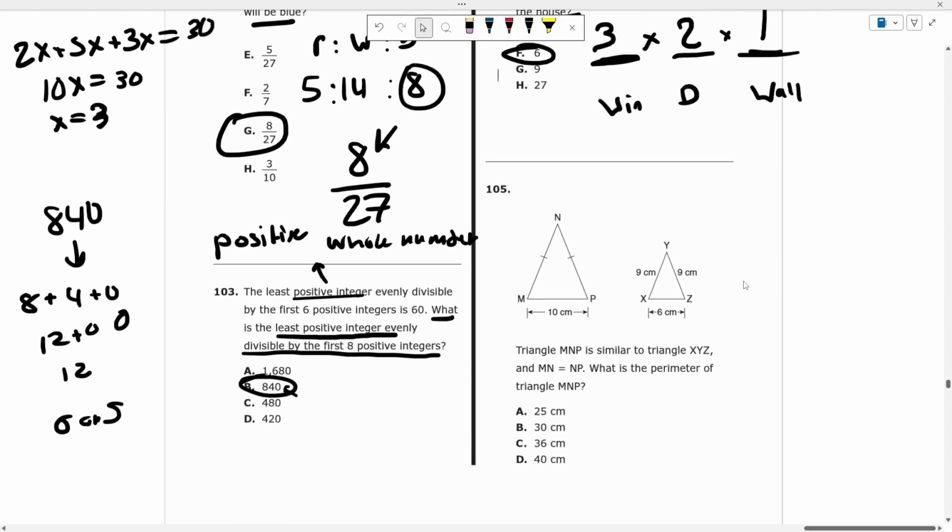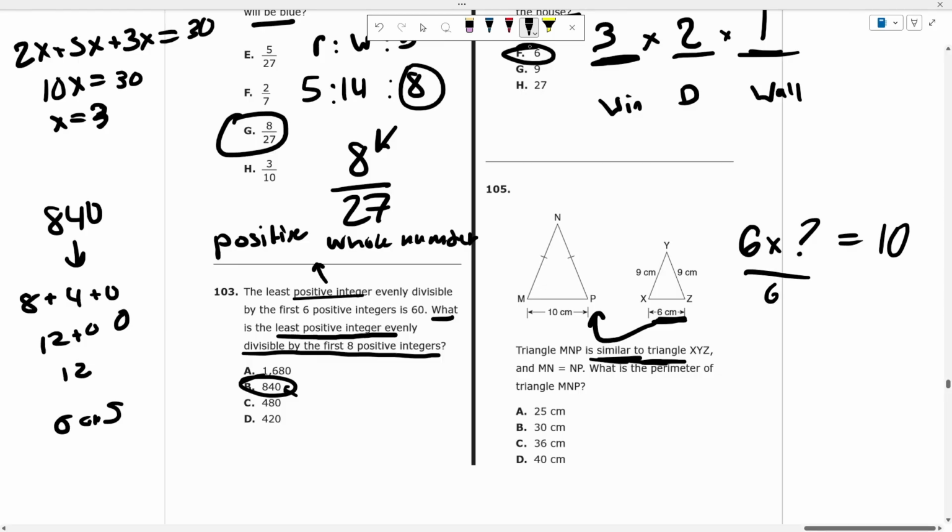For number 105, it says that triangle MNP is similar to triangle XYZ. MN is equal to NP. Now, a similar triangle is always going to have some conversion factor, meaning that there's some magical number that you can multiply this side to get to this side, or this side to get to this side. In this case, I want to know the magical number for me to multiply this number to turn it into this number. So what do I multiply by 6 in order to get to 10?